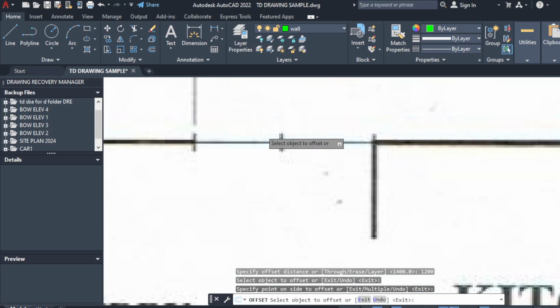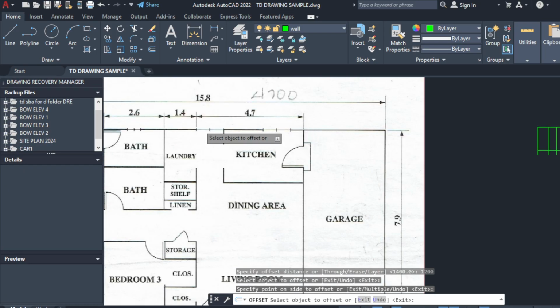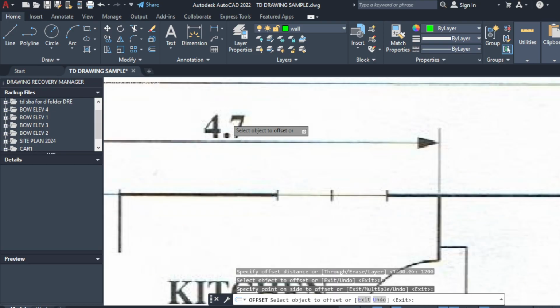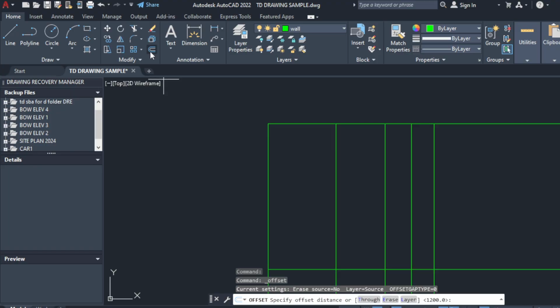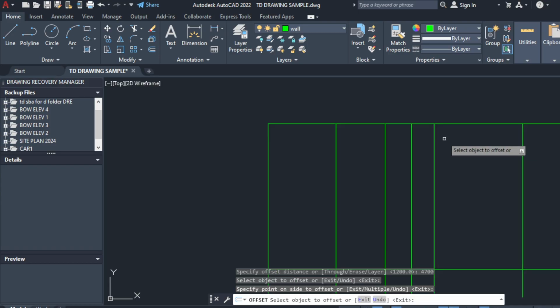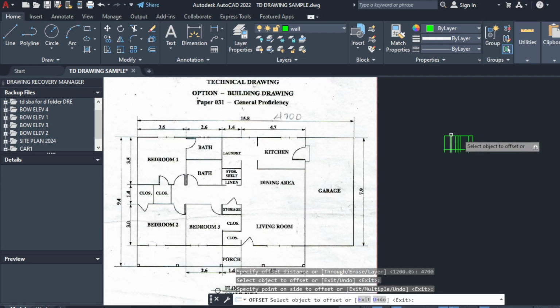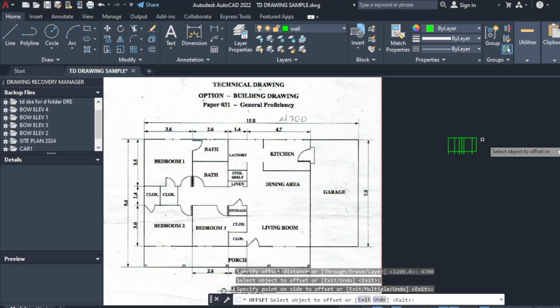Alright, I just use the window space as a measurement. And then from that, I'm going to offset 4,700, this measurement here. Offset 4,700, enter. And the remaining, what's left, is going to give me my garage.